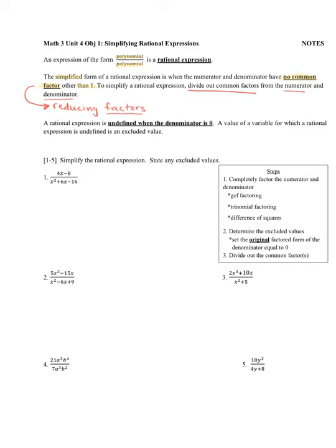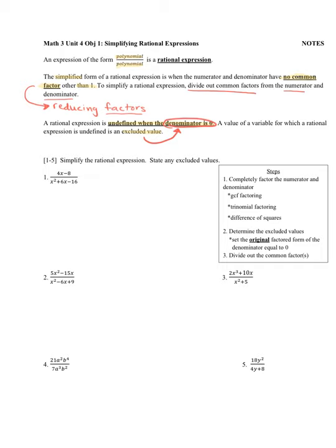Okay. And we talk about fractions or rational expressions being undefined when the denominator is 0. So if it has a denominator value of 0, then it is undefined. Okay, and so when we are looking for excluded values, that is specifically when the denominator is 0. So when we ask for excluded values, we are looking for when the denominator is 0.